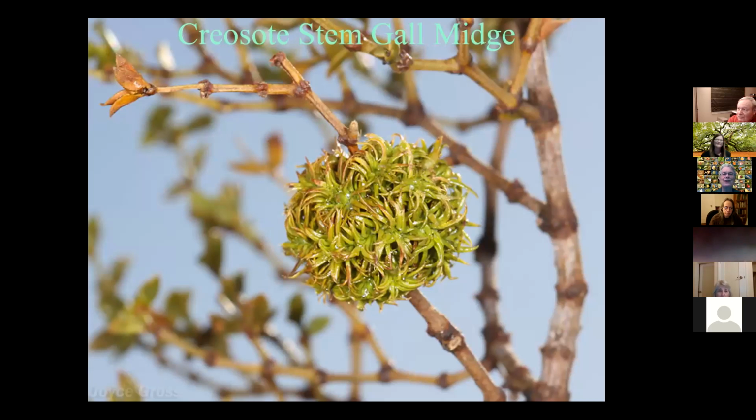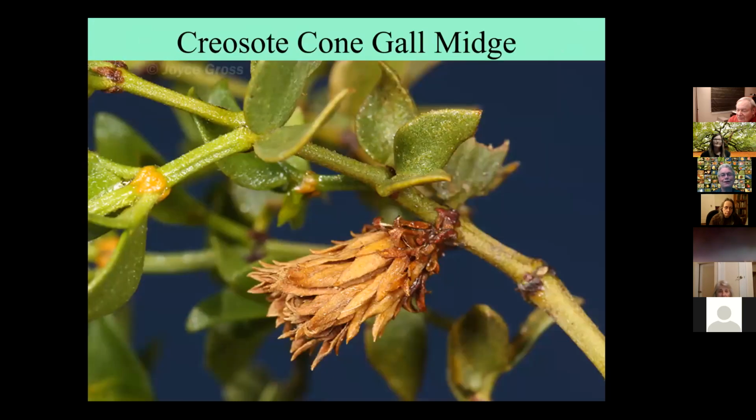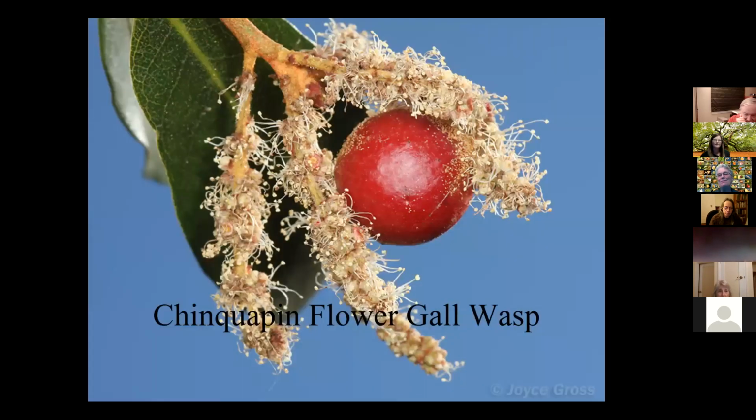I save them. Okay, here's another creosote stem gall midge, also Cecidomyiidae. Here's another bush paddle gall midge. So lots of color, lots of variety. Okay, now here's the cone gall midge again. This one's a little older than the last one we saw, but this is on creosote. Sage leaf gall midge. And now we're getting to my favorite group, the gall wasps in the group Cynipidae.